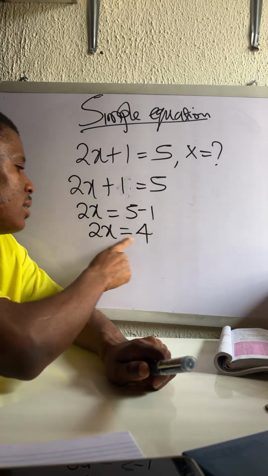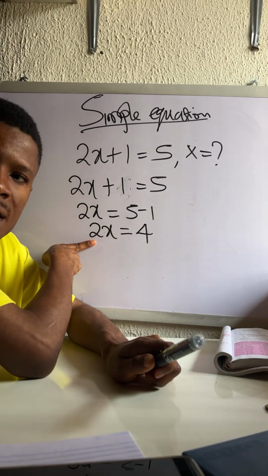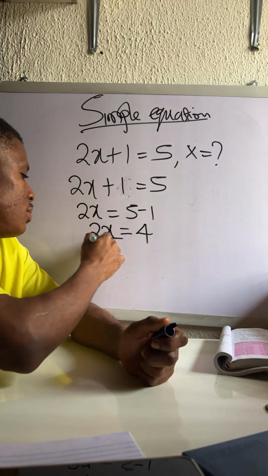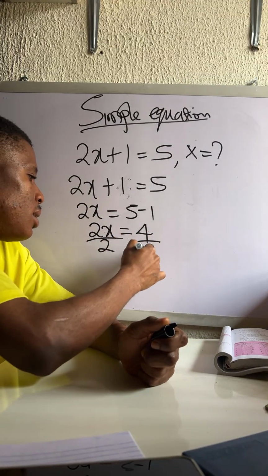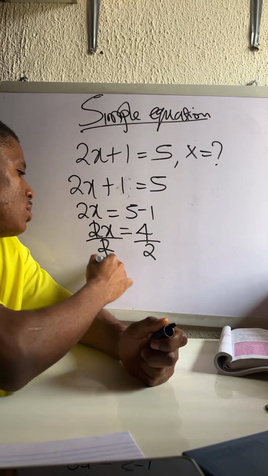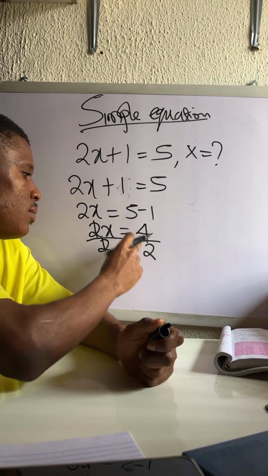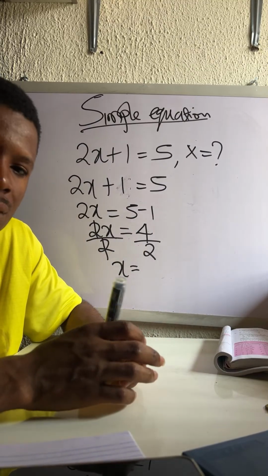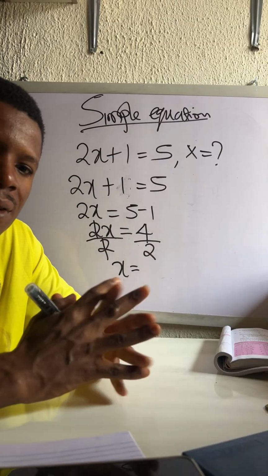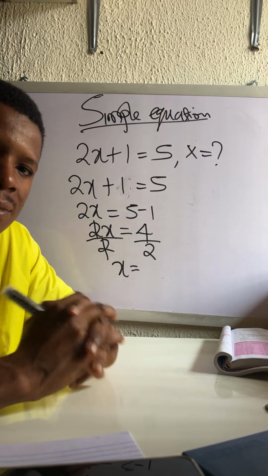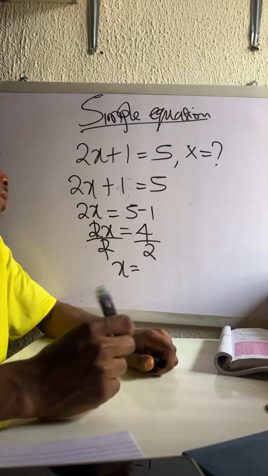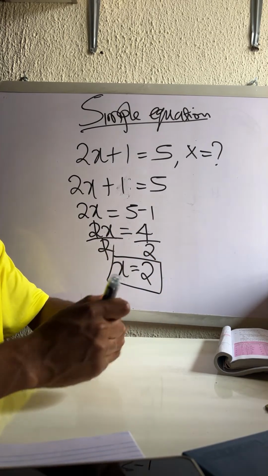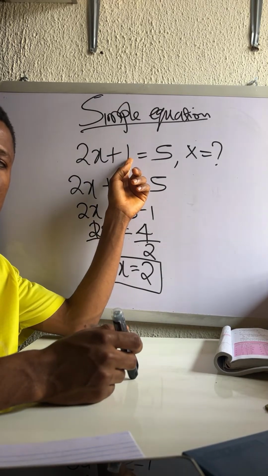You divide the left and the right hand side by the coefficient of x, which is 2. So if I divide by 2, I also have to divide by 2. When I divide by 2, I see that x is equal to 4 divided by 2. What is 4 divided by 2? 4 divided by 2 is 2. So the value for x in this simple equation is 2.